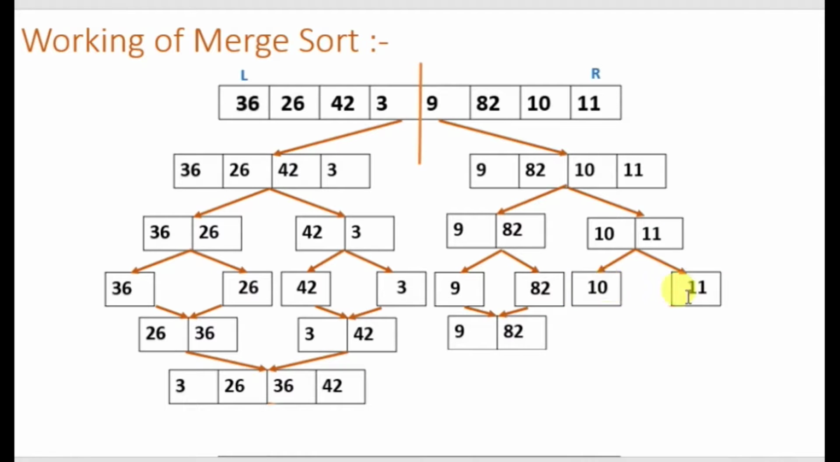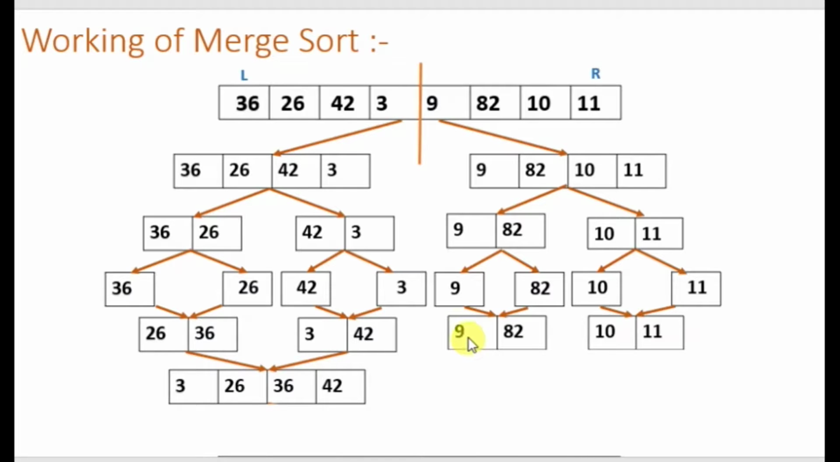Now we have two sorted lists here. The merge procedure will get applied and it will merge these two lists into a single sublist which will contain 10 and 11. So here we get a sorted list of 10 and 11. Now we have two sorted lists, 9, 82 and 10, 11. So the merge procedure will be applied on these two sorted lists.